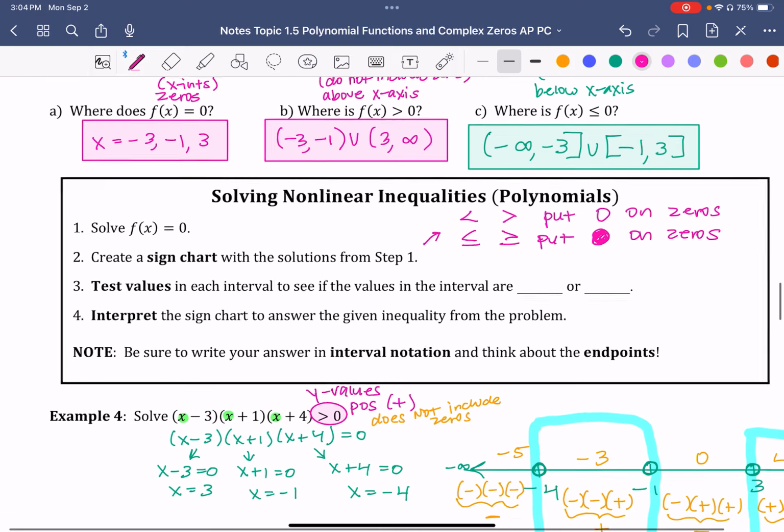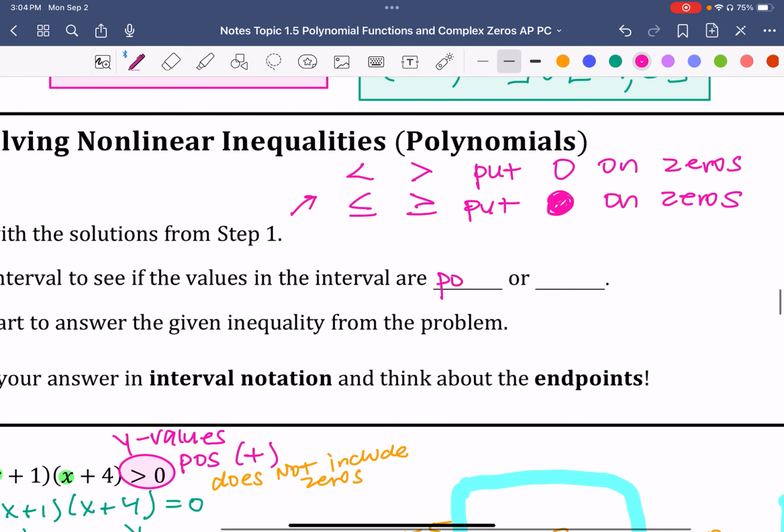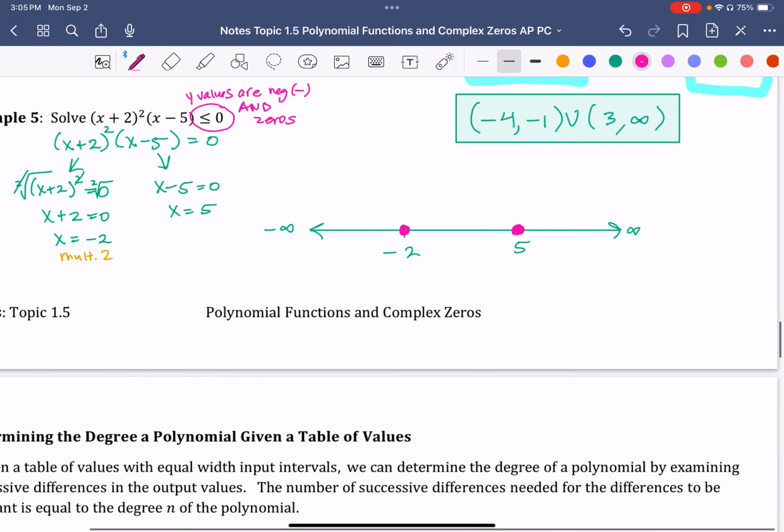And then I forgot to include these two blanks here. So while I'm up here, these two were positive or negative. So you're trying to figure out if you're getting positives or negatives on those intervals. Okay, back to this problem.